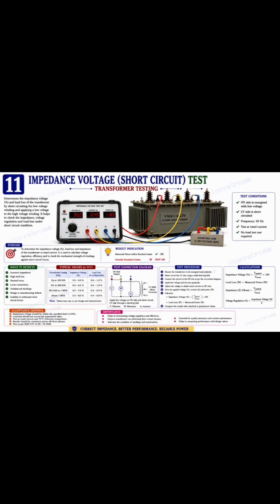11. Impedance voltage, short circuit test. This test measures transformer impedance. Its purpose is to determine short circuit withstand capability, to calculate fault current, and to verify percentage impedance. Procedure. Short LV winding. Apply voltage to HV side. Increase voltage until rated current flows. Measure voltage required. It is used for protection coordination studies.